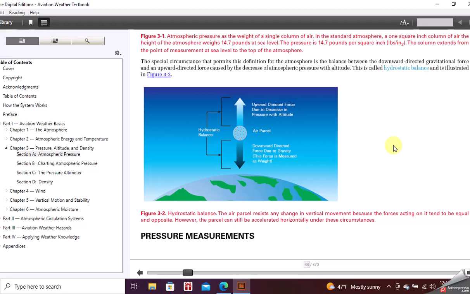So there's something called the hydrostatic balance. All that stands for is that the pressure going up, that pressure gradient, is balanced by gravity. And that's a very simplistic way of looking at why the atmosphere doesn't go flying out into space.